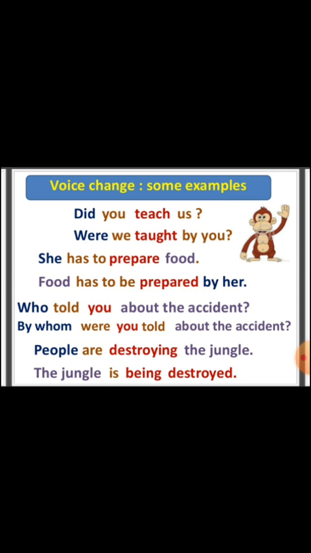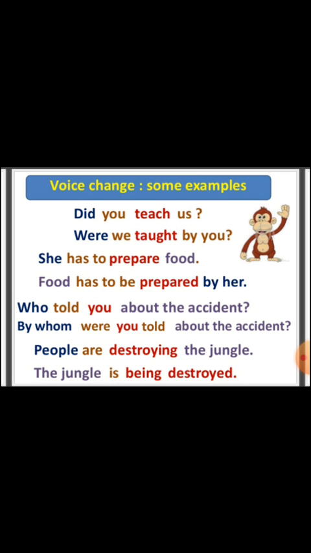Who told you about the accident? Who is replaced by whom. Then, as you know, it is the past tense, so were is used here. By whom were you told about the accident? People are destroying the jungle. The jungle is being destroyed, where ing is replaced with being, and then destroyed. If the subject is plural here, then there is no need to put by people.